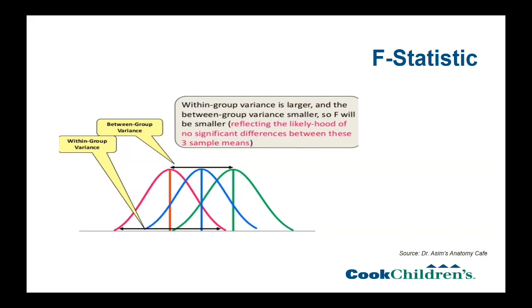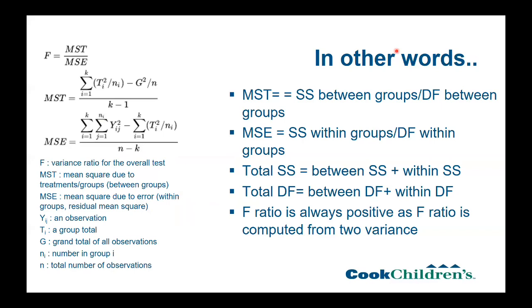And this F statistic, when it's calculated, is now compared with the F critical value for making a conclusion. When I talk about one of the examples I'm going to give, we'll see how that comparison is made. So in other words, bringing everything together, we have the mean square for treatment or between groups as the sum of square between groups divided by the degree of freedom between groups. And we have the mean square due to the error or due to the within the group as the sum of square within groups divided by the degree of freedom within groups.